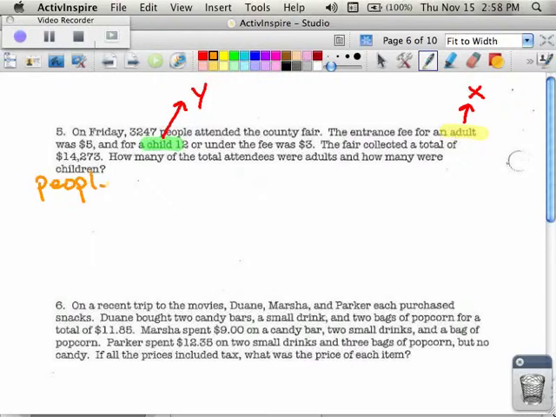They deal with, first of all, people. And when they deal with people, what they're saying is, we know that there are a total of 3,247 people. But we don't know how many adults and how many children. So what you do is you say, oh, here we go. This is what I know. I know that the number of adults, X, plus the number of children, Y, will be a total of 3,247. And now we see an equation just like in the first four examples.